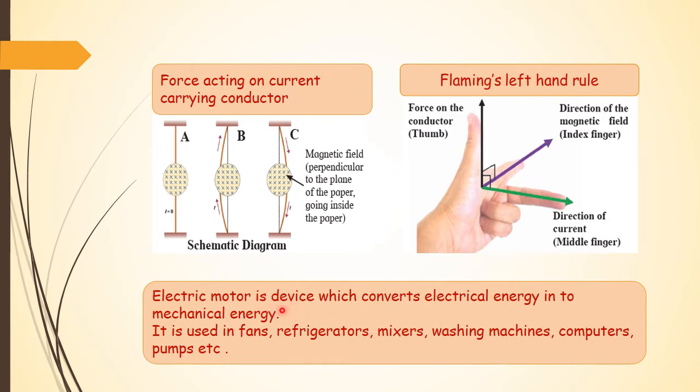Now, electric motor is a device which converts electrical energy into mechanical energy. It consists of a coil which is kept inside a strong magnet. Now, these motors are used in fan, refrigerator, mixer, washing machine, computer, pumps, etc.